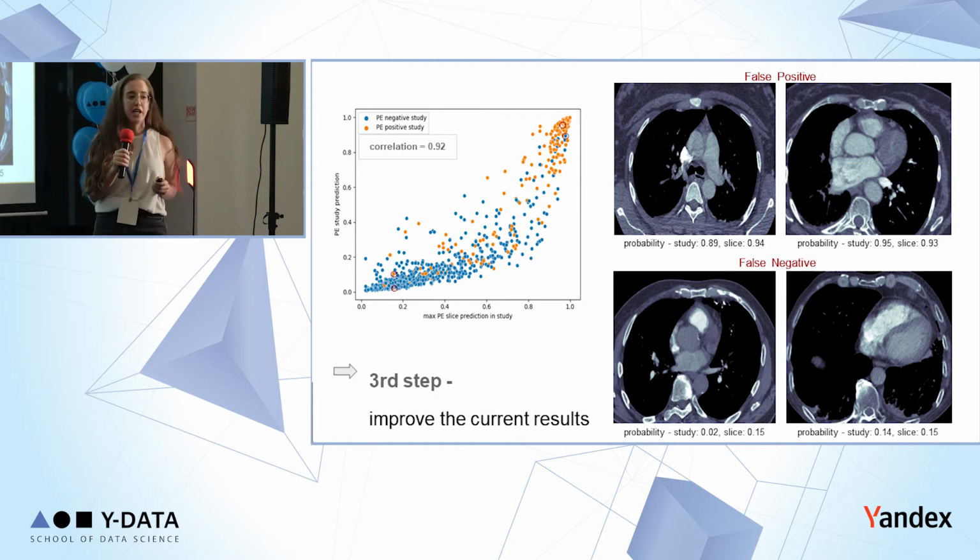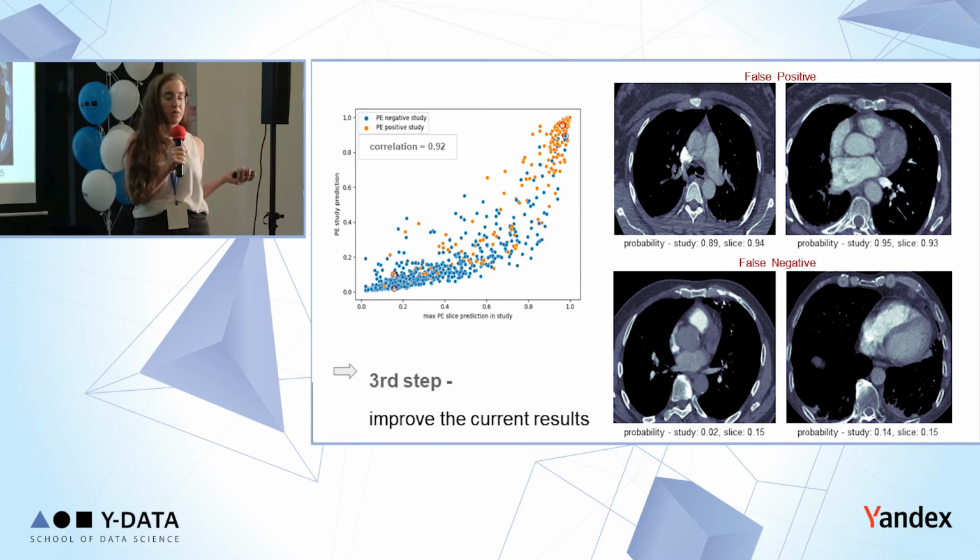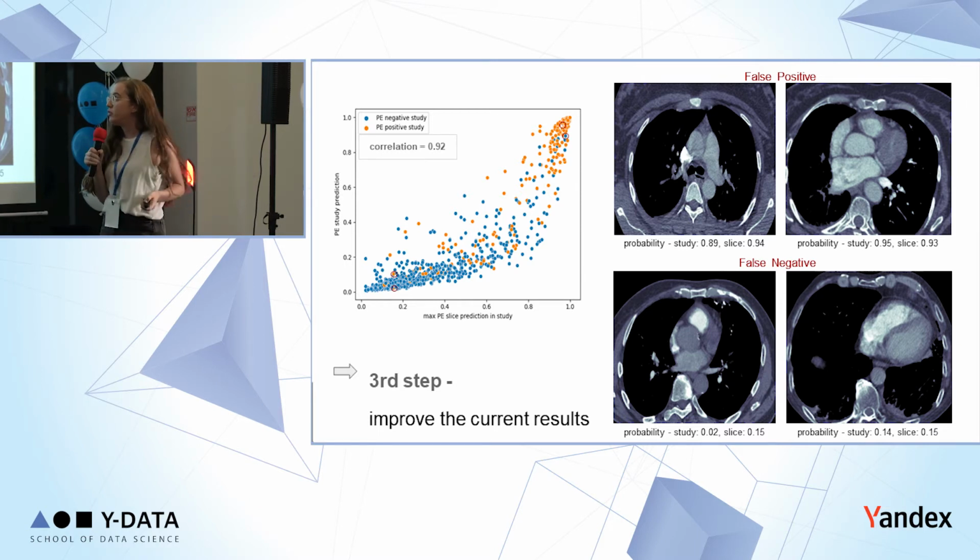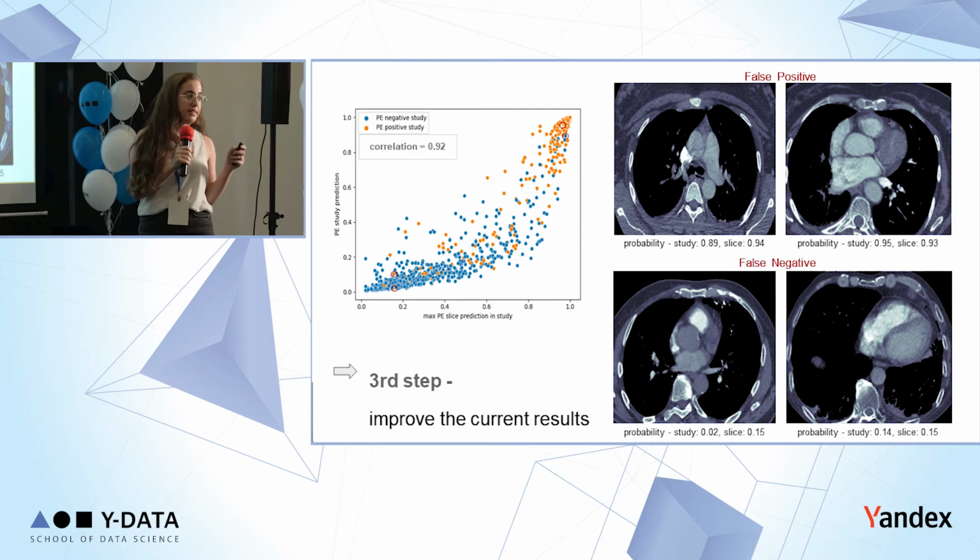We also wanted to check if we can say something about the study by just looking at the maximal prediction for PE on slice. Is it enough for predicting PE on study? So we see there's a strong correlation between them. We sampled some false positive and false negative studies from this plot and examined their slices with Zebra's radiologist.